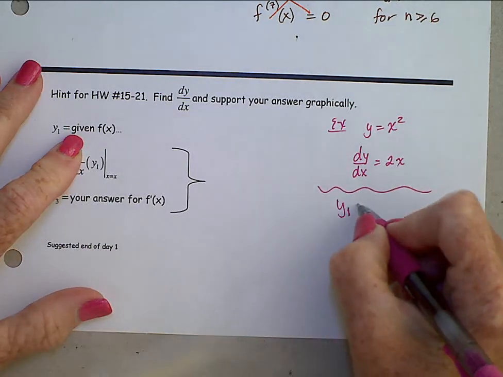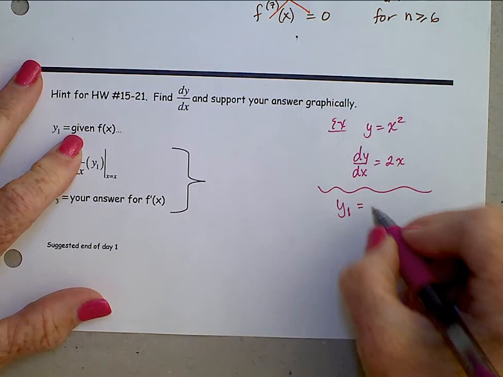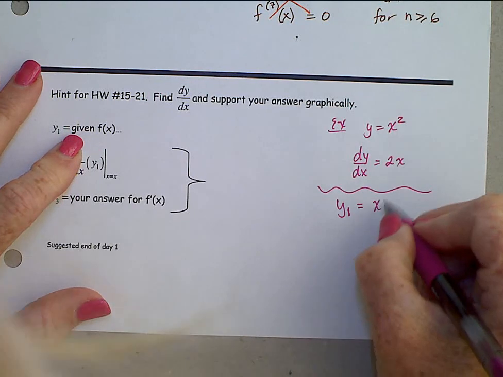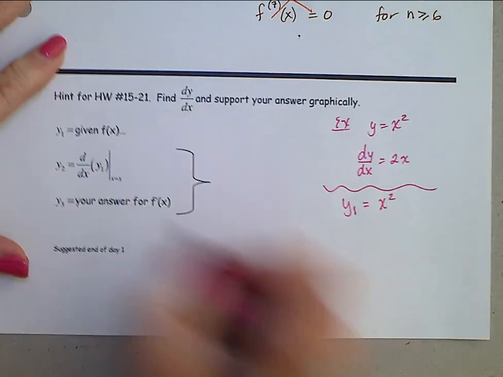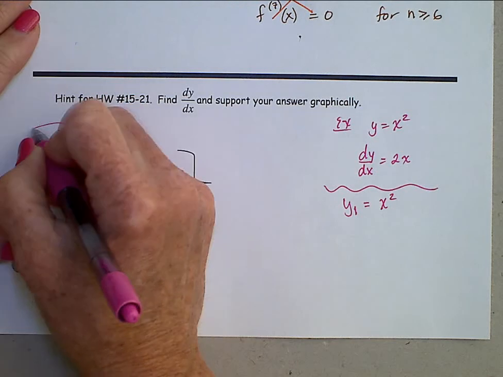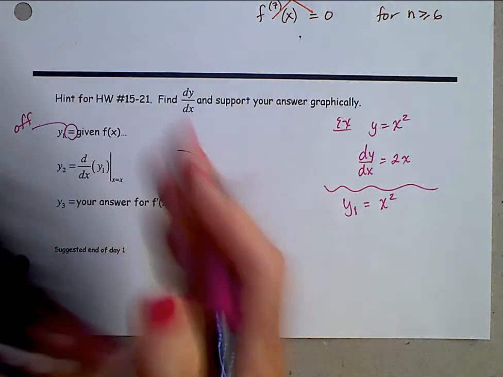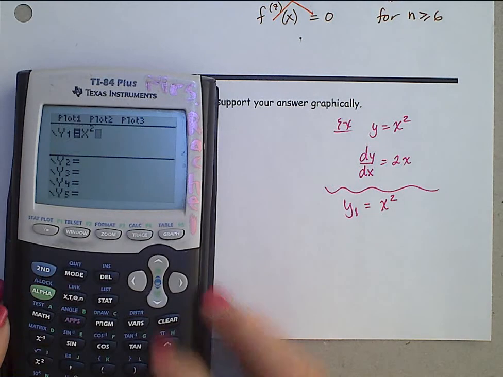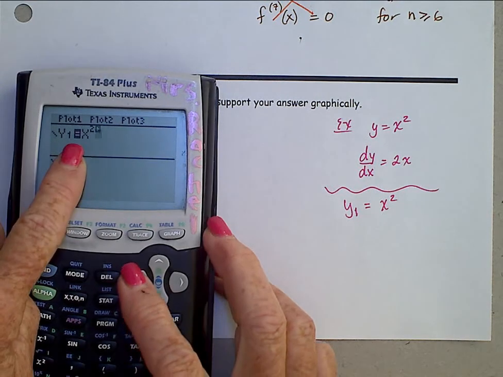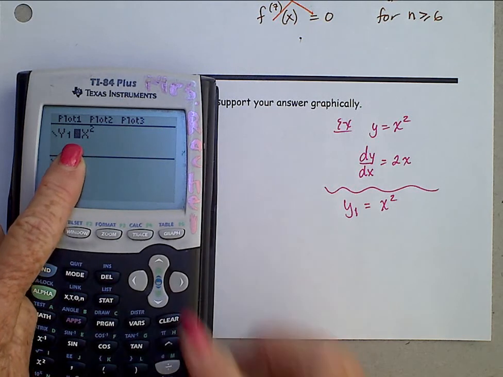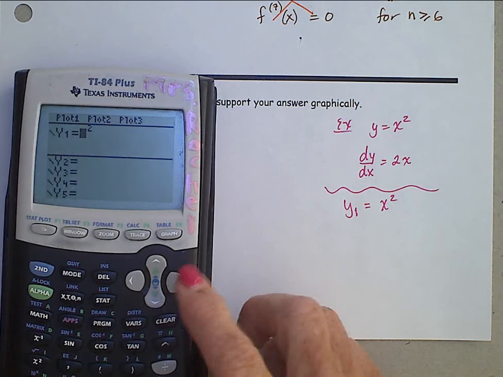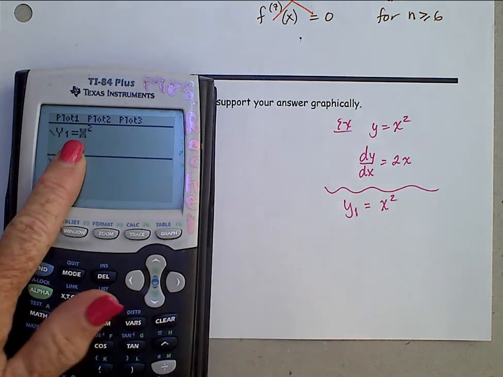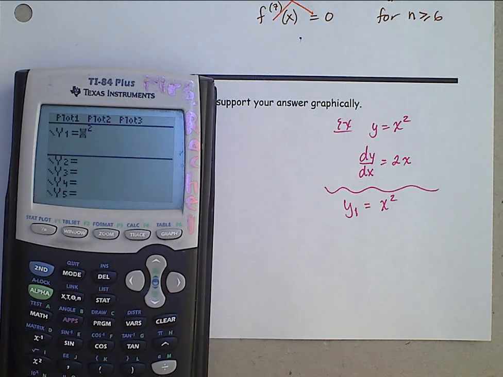In y1, you put your given function of f of x, which is x squared. And you're going to turn that off. So, on a calculator, we're going to put this in, x squared. And then, see how that equal sign's highlighted? We're going to arrow back over on top of it. And, oops, I went too far. Hit enter. And now, see, it's not highlighted. So it's accessible. It's not going to graph. So that's your y1.